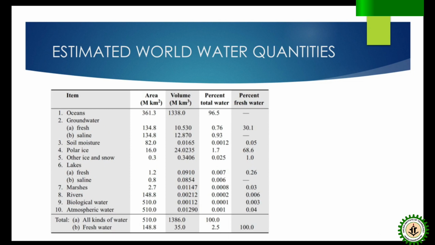Next, estimated world water quantities. You can see how much water is there in ocean, groundwater, soil moisture, polar ice. All these things we have done, but this is more in detail: how much area, volume, percentage of total water, and percentage of fresh water. So just go through this.